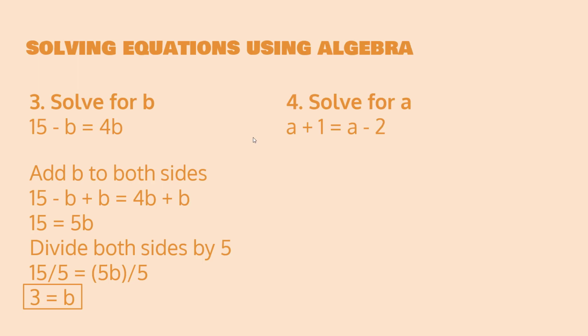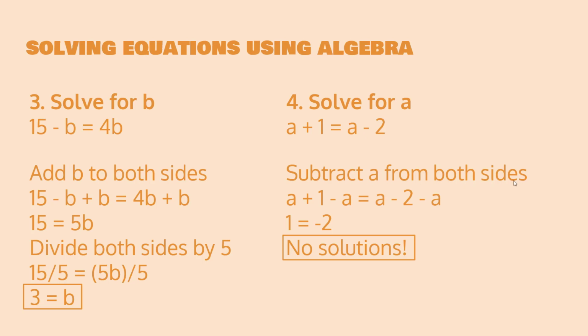Alright, so this is the last practice problem, and in this case, it's asking us to solve for a. So again, we have some variables on both sides. So I'm going to try to bring all the a's over here to the left side. So to remove the a from the right side, let's subtract a from both sides. So if we look over here on the left side, we have a plus 1 minus a. So the a's cancel and we get 1. And then over here we have a minus 2 and we're subtracting a. Again, the a's cancel out. So we're left with negative 2.